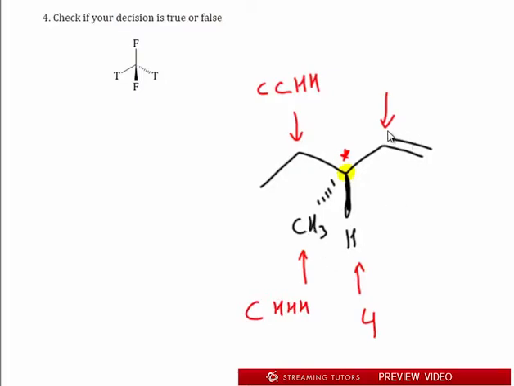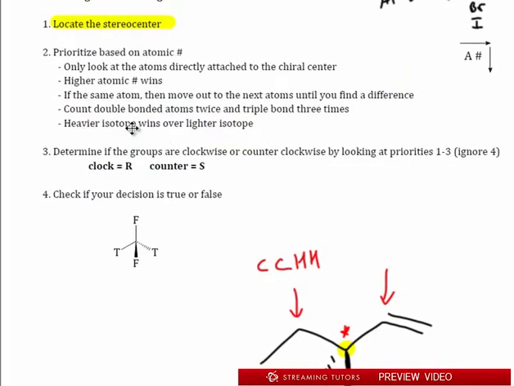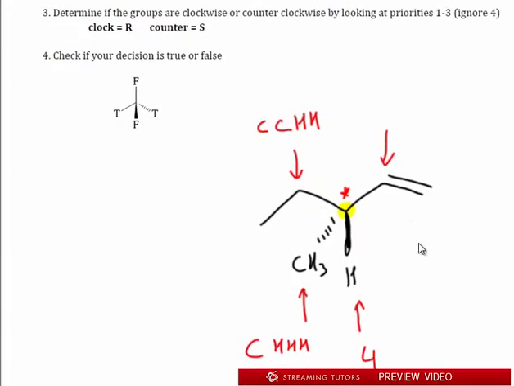What about this one? See, here's the rule over here. You count a double bond twice and a triple bond three times. So notice that this carbon is touching a double bond. So that means 2 carbons. We count it twice. Whatever it's double bonded to is counted twice.